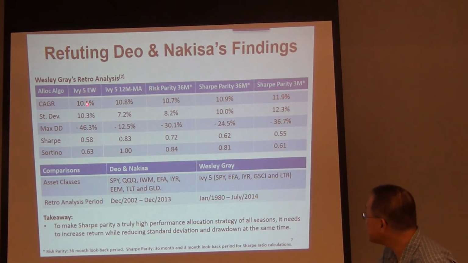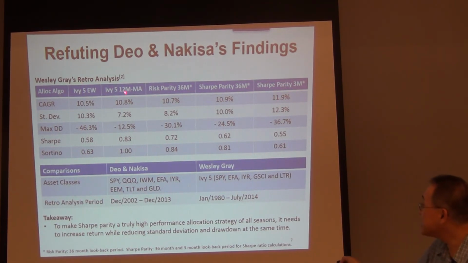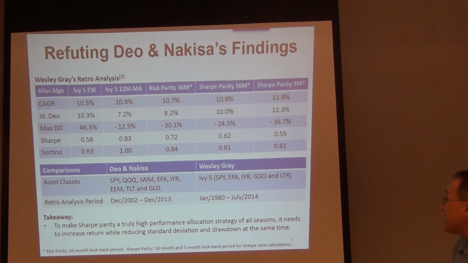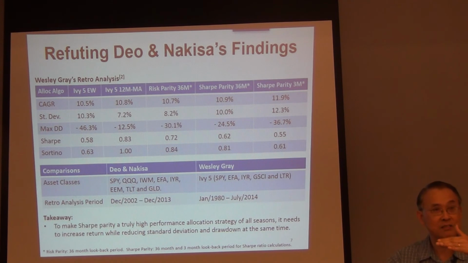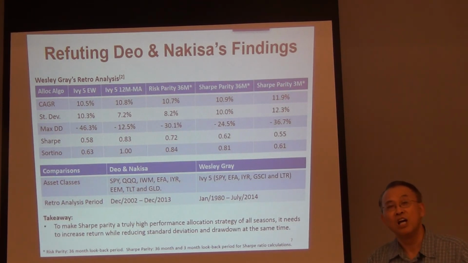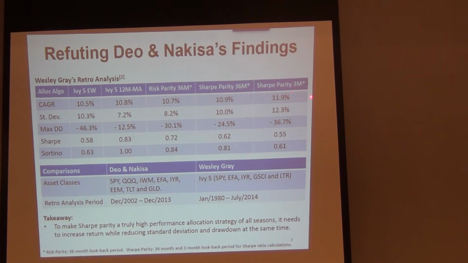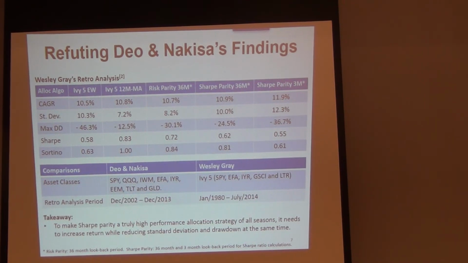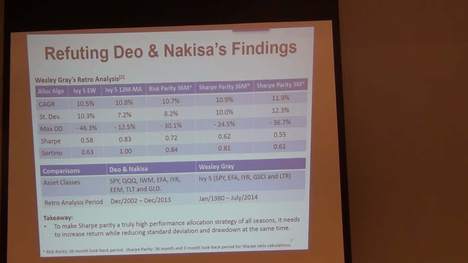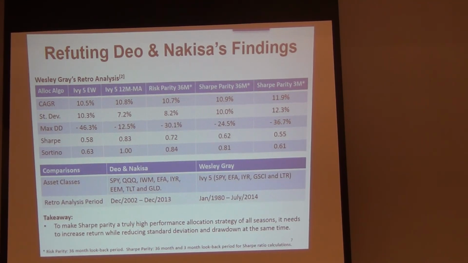So he used the IVY Phi equal weight. Then he used the IVY Phi 12 month moving average, which is essentially what Meb Faber is doing. If you are above it, you are in that asset class. If it's below the 12 month moving average, you are out in cash. Then he used a risk parity with a 36 month look back period, looking back at the last 36 months to calculate the Sharpe ratio and then allocate according to risk. On the Sharpe parity side, he did two things: one is a 36 month look back period, the other is a 3 month look back period. And every month the assets are reallocated according to these ratios.